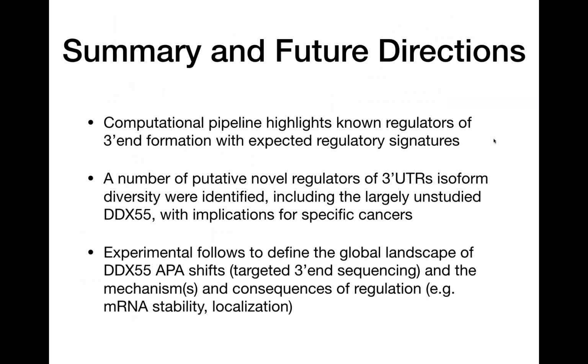So just to wrap up, I showed you our computational pipeline to highlight known and novel regulators of 3' end formation. We've identified a number of putative novel regulators of 3' UTR isoform diversity, including DDX55. And currently we're doing experimental follow-ups to further define the global landscape of APA shifts upon DDX55 knockdown through targeted 3' end sequencing, and also investigating the mechanisms and consequences of this regulation.